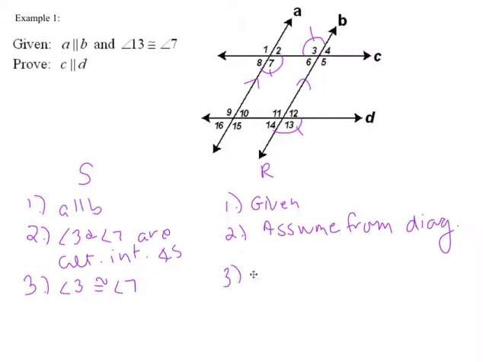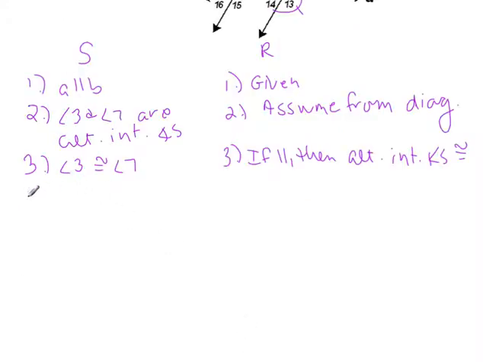And the reason for that is if lines are parallel, then alternate interior angles are congruent. Okay, very nice. So now I've gotten to that point. Now I think I'm going to throw in the fact that I know that angle 13 is congruent to angle 7. And that is given.